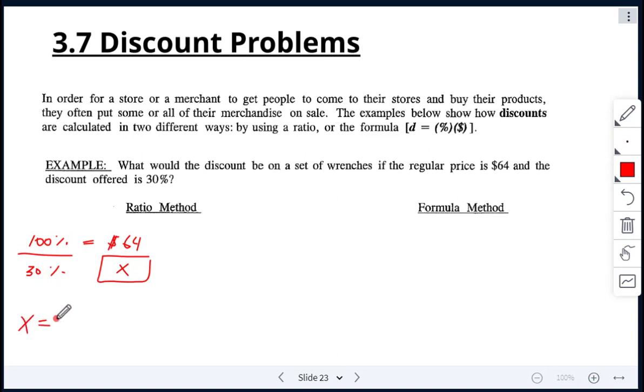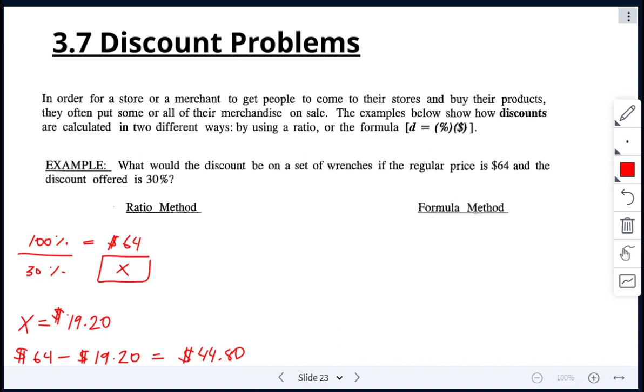You can just put that into your calculators. And the discount offered will be $19.20. Okay, so the discount is $19.20. Make sure then to find the actual price, you'd have to take your $64 and then subtract $19.20 to see what the price would be then. So the sale price therefore would be $44.80.